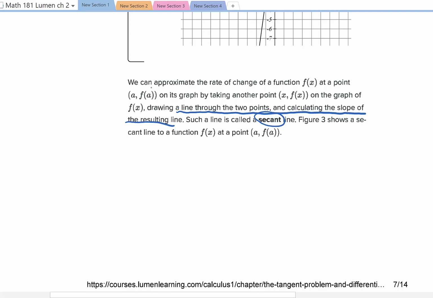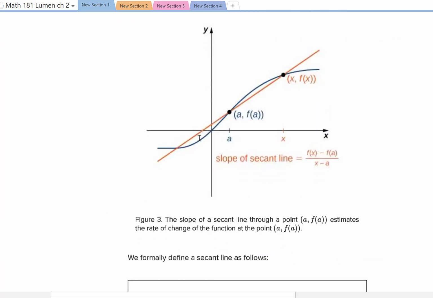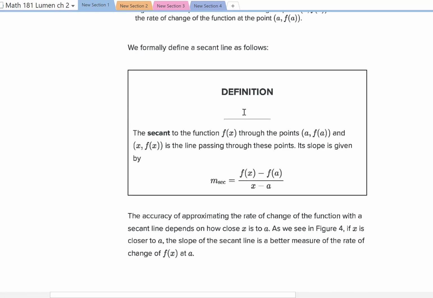Now, the way the book is identifying it, we have f of a and f of x. So here's an example of this blue curve here, and there's this orange line that goes through 2 points on the curve. And we can get the slope of that secant line by doing f of x minus f of a over x minus a. That's y2 minus y1 over x2 minus x1. And that's our definition of the slope of a secant line. We used M for slope. M sub sec, where the subscript means secant line, is f of x minus f of a over x minus a.